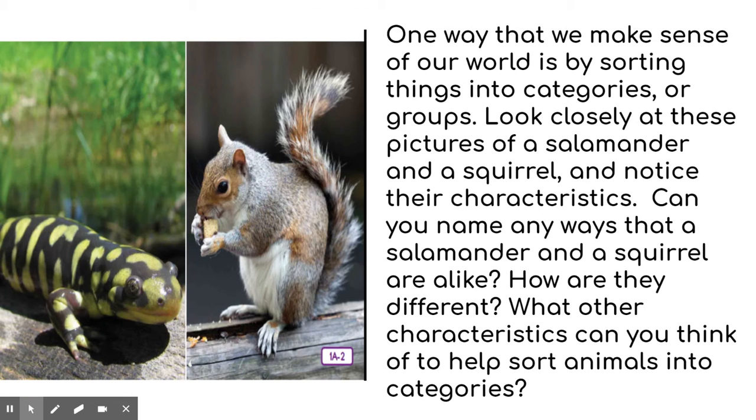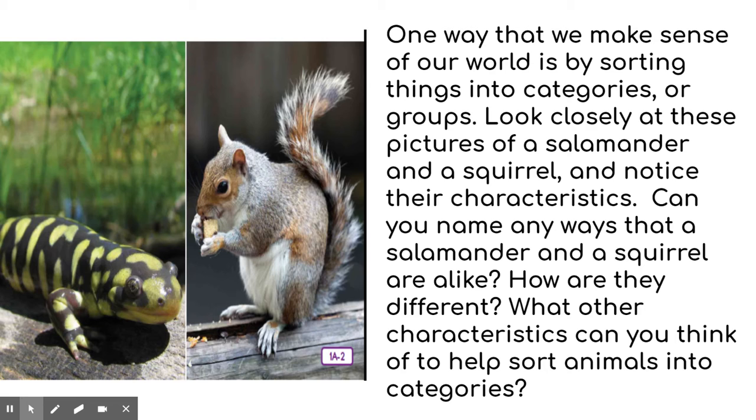One way that we make sense of our world is by sorting things into categories or groups. Look closely at these pictures of a salamander and a squirrel and notice their characteristics. Can you name any ways that a salamander and a squirrel are alike? How are they different? What other characteristics can you think of to help sort animals into categories?